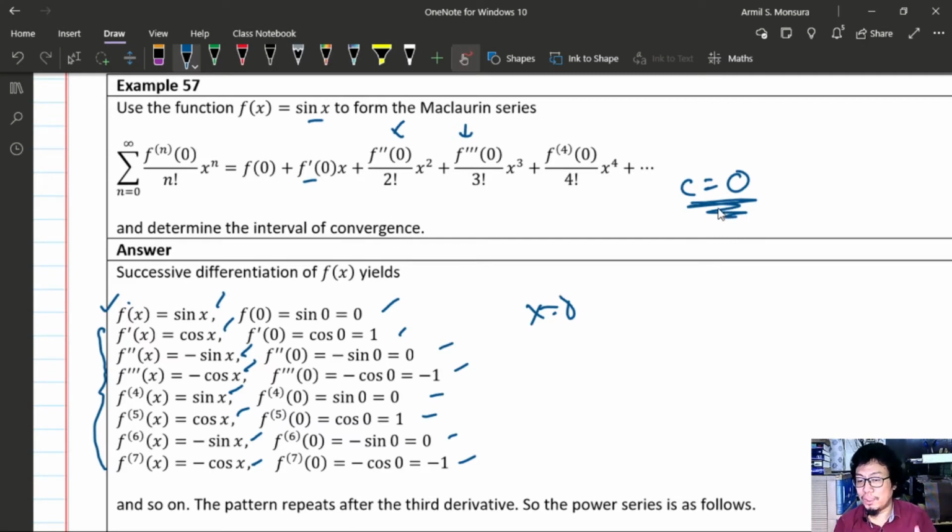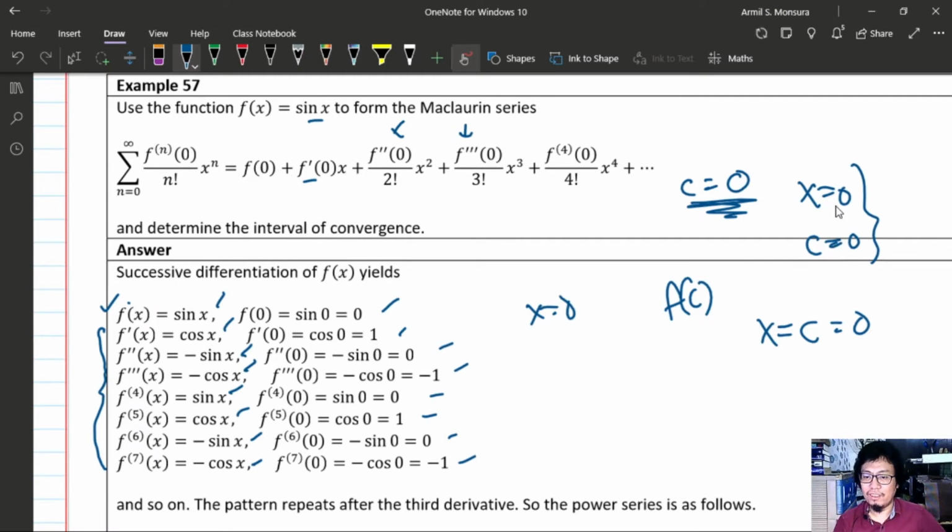So it's either we express our center in terms of C, because that is f of C technically, or we express it in terms of X, because eventually our X would be equated to C because that's the center, which is 0. So we basically consider them to be the same. Whether you say the center is at x equals 0 or c equals 0, I think we will not be faulted on that.